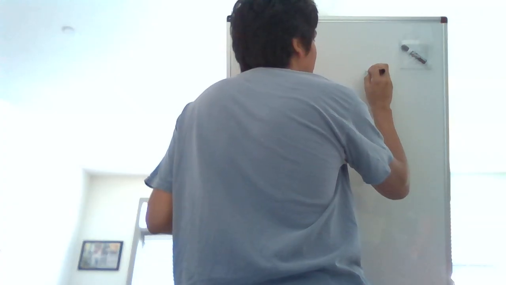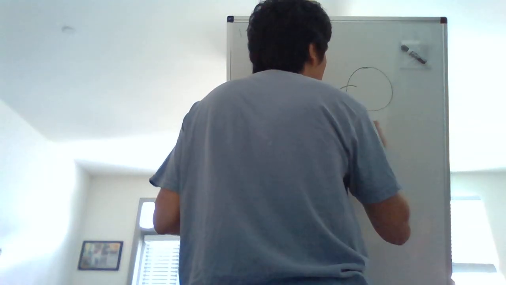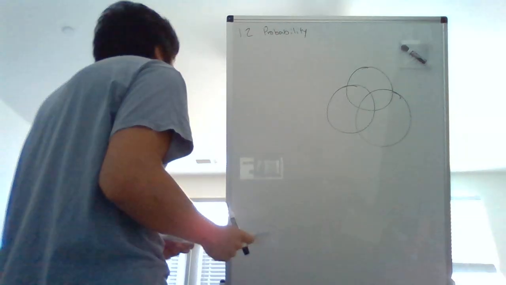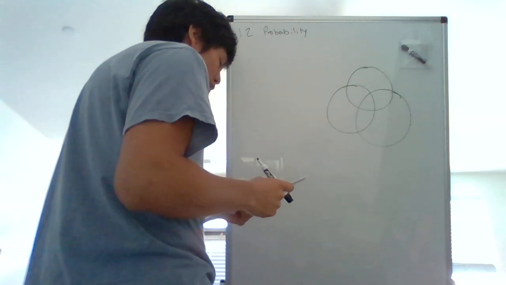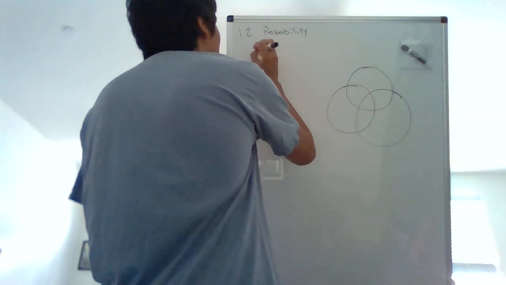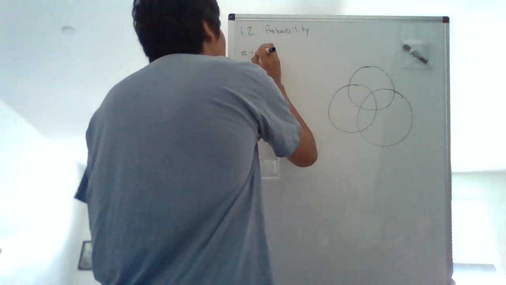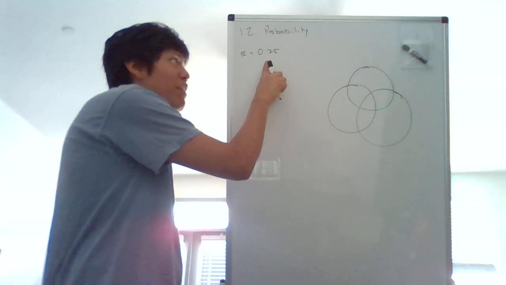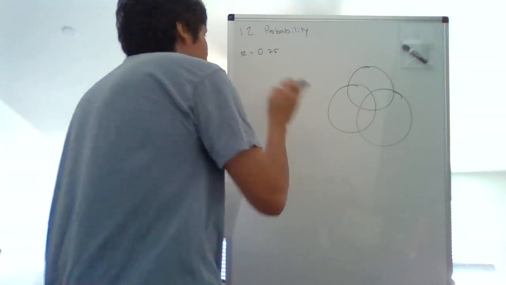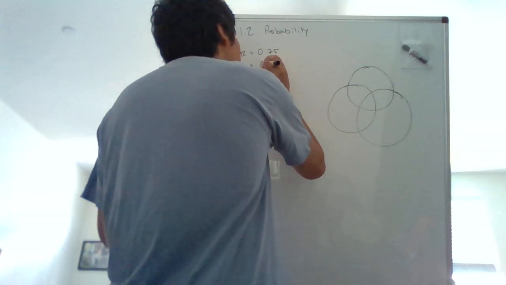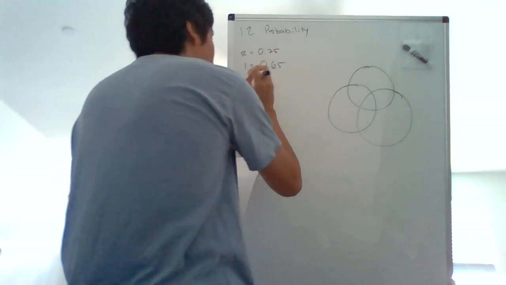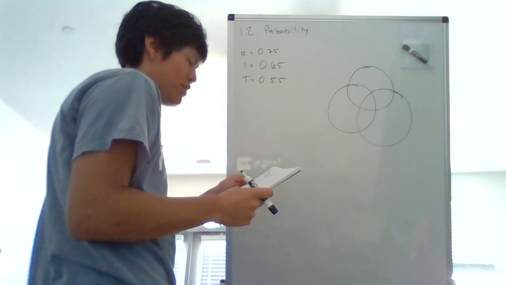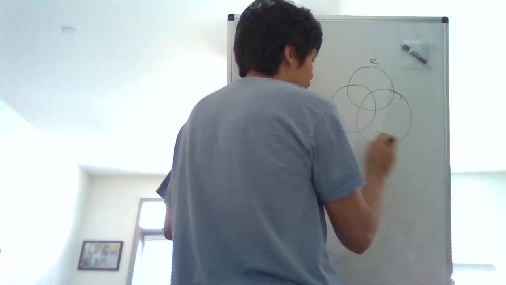So I'll draw the circles here. Hope that is big enough. It looks pretty big. So according to the problem, the amount of households that have radios is 0.7 or 75%, but we'll do decimals. The amount of households that have irons is 0.65, and that have toasters is 0.55. All right, so let's say that this is radios, this is irons, and this is toasters.